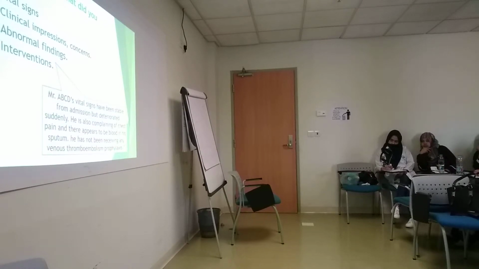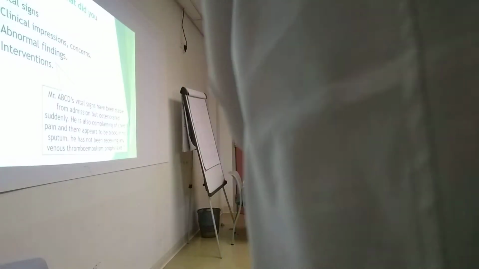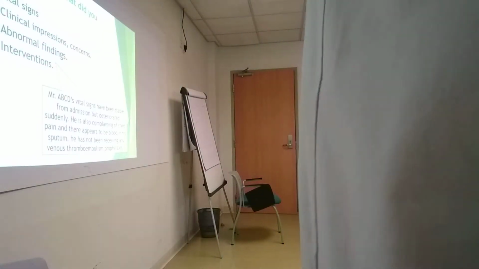Interventions you did. So for example, my assessment is that his vital signs have been stable from admission but deteriorated suddenly. So his vital signs now are abnormal, but they were normal before. And he is also complaining of chest pain, and there appears to be blood in his sputum. So I assess the patient. I have abnormal vital signs now. It is not known before. Suddenly it became abnormal. His sputum has blood.